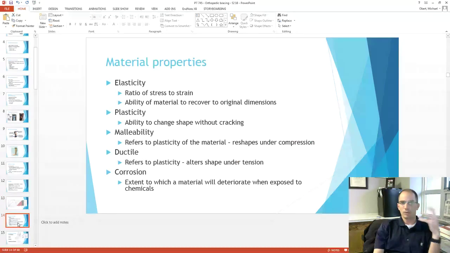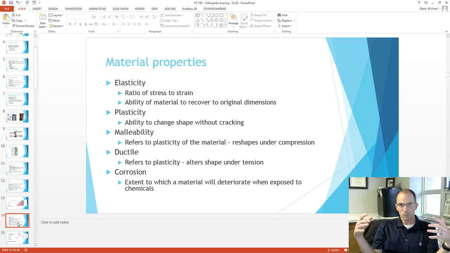If we look at the properties, it's the same properties as when we talk about tissue. So elasticity is really the ability of that material to recover to its original dimensions after it's been deformed. That's ideally what we want. So we try to limit the amount of deformation, because if it stretches out a little bit too much, it's not going to be creating that stability. So we have to find a good balance between the materials and our goal for wearing that brace.